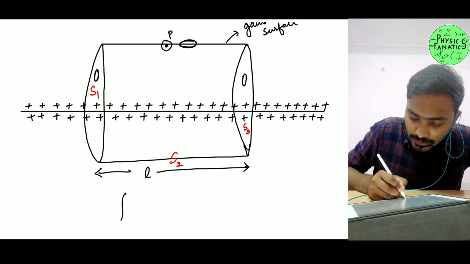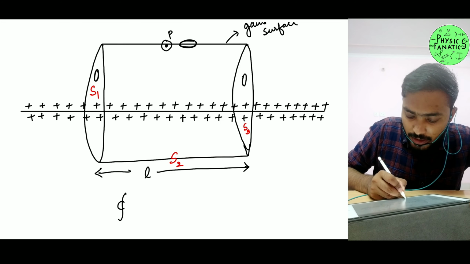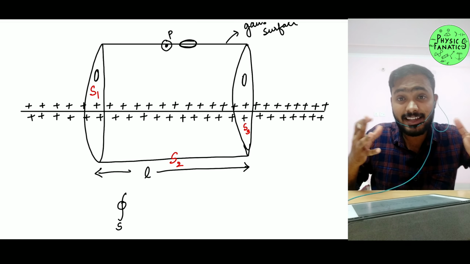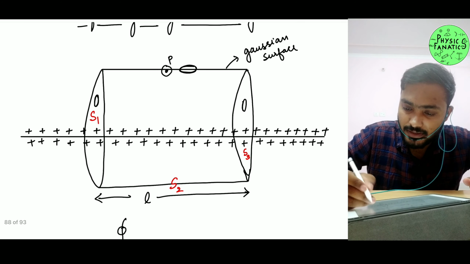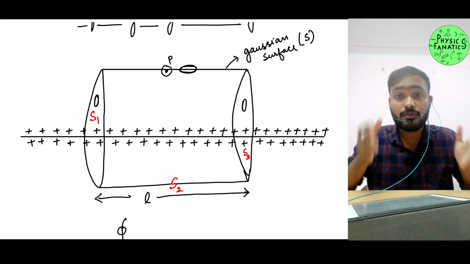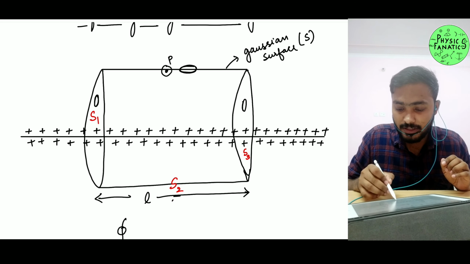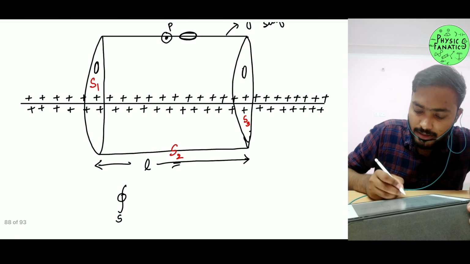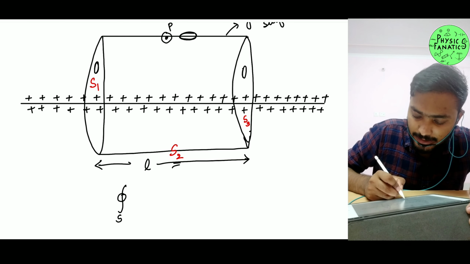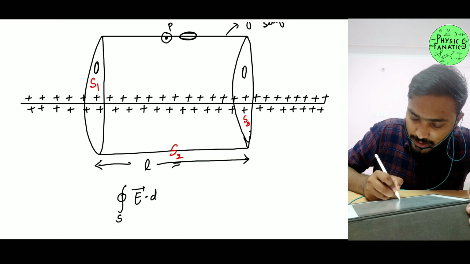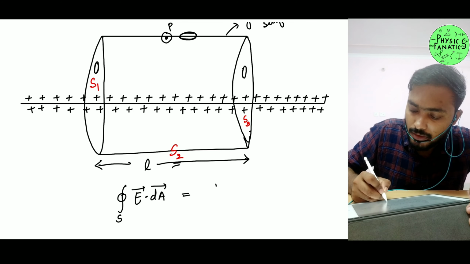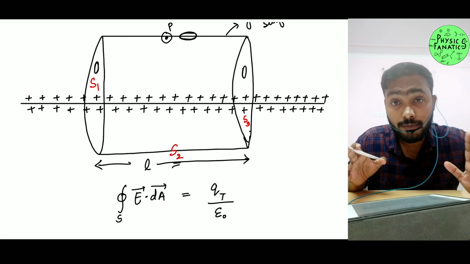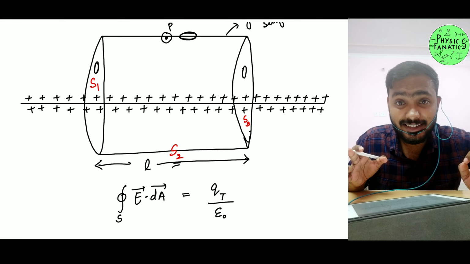According to Gauss law, I can write the integration over a closed surface, and this time let me call my Gaussian surface S. S has been divided into S1, the circular part, S2, the curved part, and S3, again the circular part. So I can write the integration over the closed surface S of E dot dA is equal to the net charge enclosed divided by epsilon naught. I hope that is understandable.